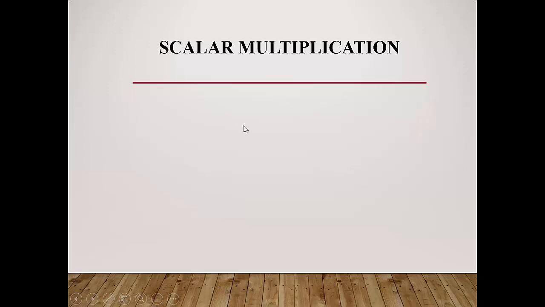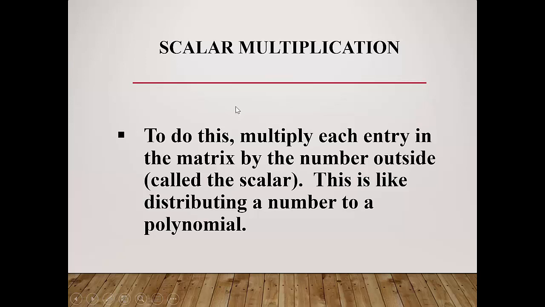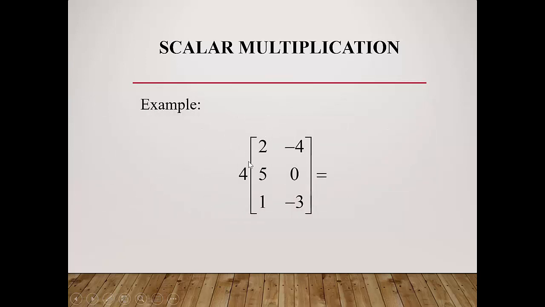So there's something called scalar multiplication. That just means that you multiply everything by a number that's on the outside. This is like the distributive property that we know about. With this one, we need to multiply all of our elements by 4. Our first element would be 8, then we'd have -16, 20, 0, 4, -12. Just multiply them all by that number. That's all there is to it.